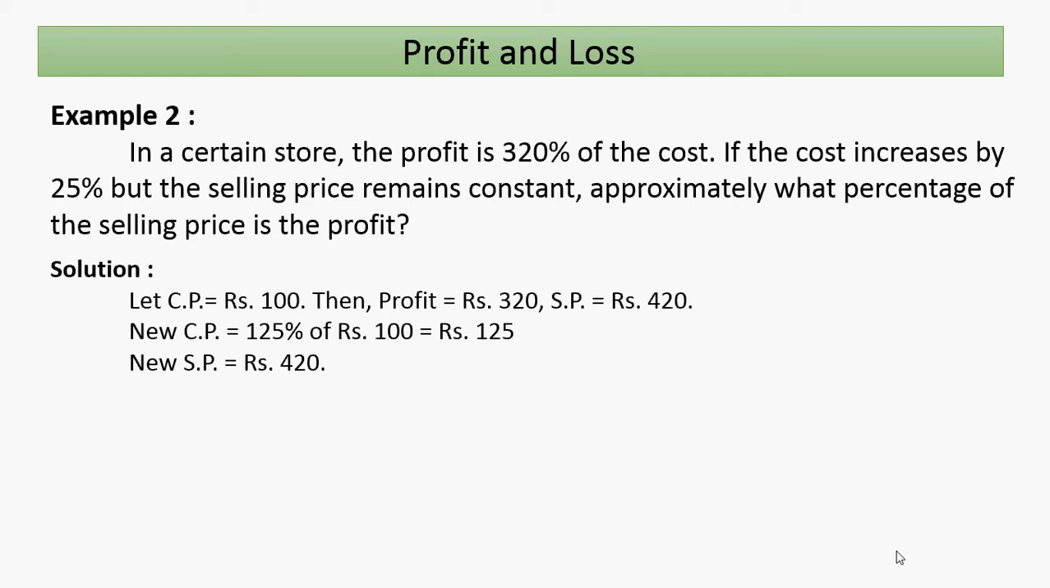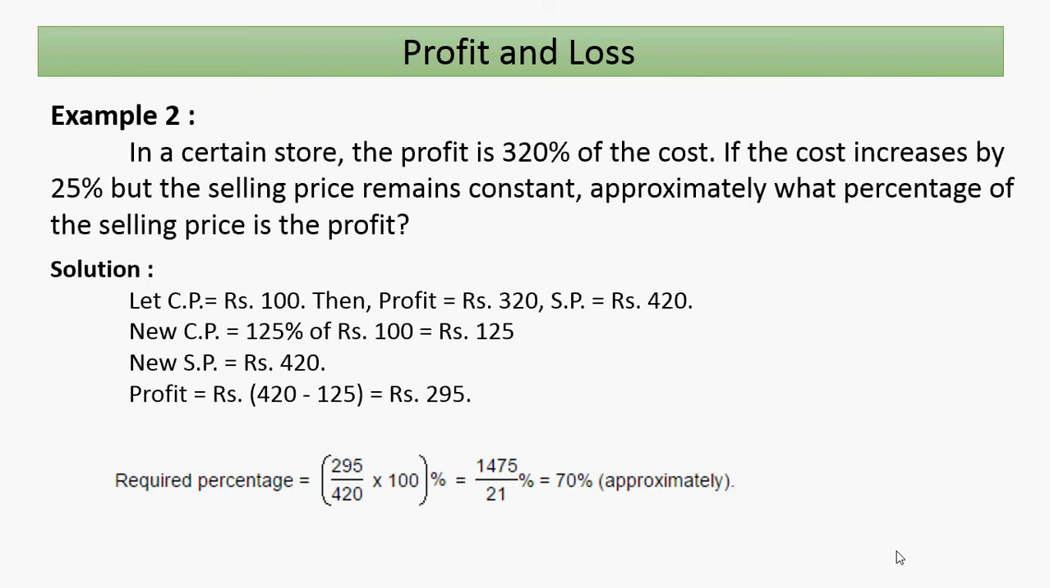So 100 plus 25 is equal to 125. The profit we are getting over here is 420 minus 125, which is equal to 295. The required percent we are getting approximately: out of 420, what is the percentage of 295? So that is about 70% profit we are getting on the selling price.